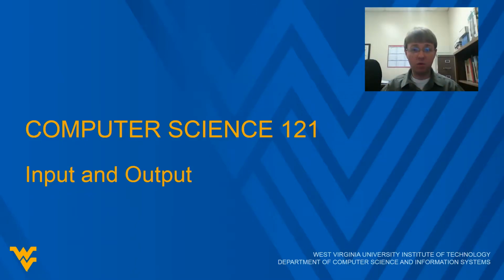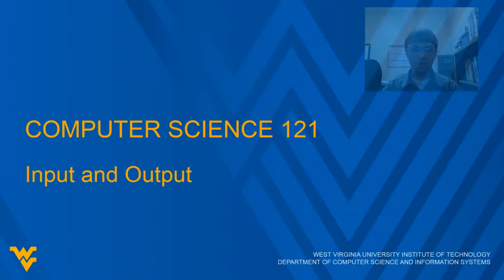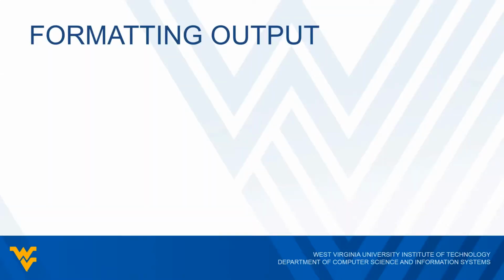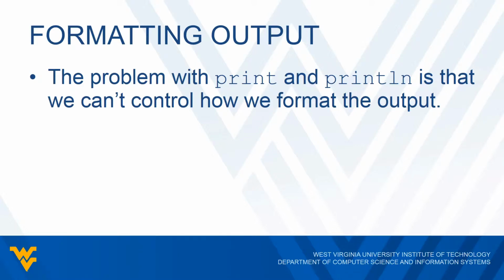In this lecture, we'll take a look at some of the issues when dealing with input and output. We already know a few techniques for handling input and output, but there are some issues with it. So with both print and println, we can't control how we format the output. So what if we wanted to specify the number of decimal places? What if we wanted to align the output in certain widths or certain columns? We can't do that with print or println.